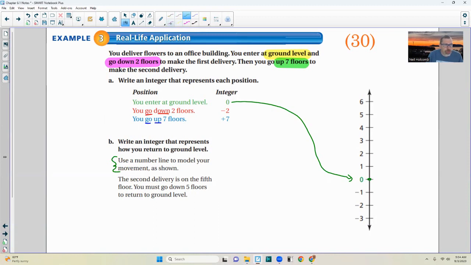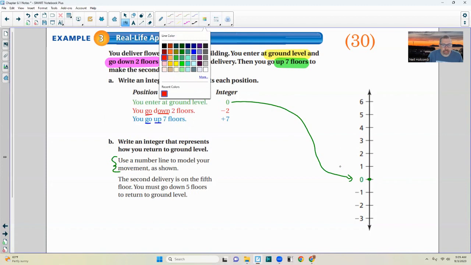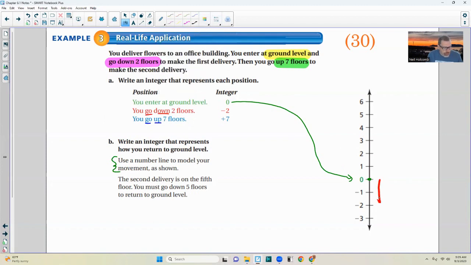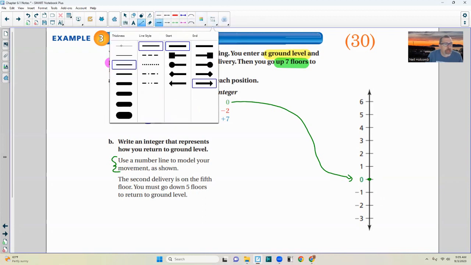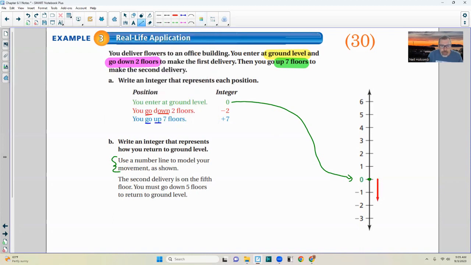And we went down 2 floors. So I will use red for down again. And I'll use an arrow. So let's make it a little thicker, and make it red. And we're going to go from here. Okay, how about this one? I did the wrong thing. Do that and make it red. And we're going to start at 0 and we're going to go down 2 floors to -2. And I'll put a red dot there for where we ended up. So we're on the -2 floor below the ground level to deliver our first bouquet of flowers.